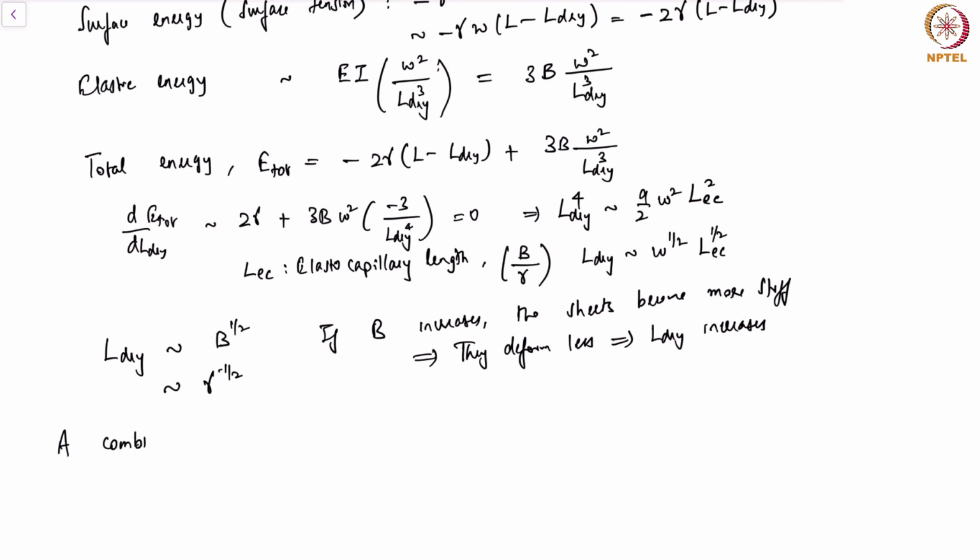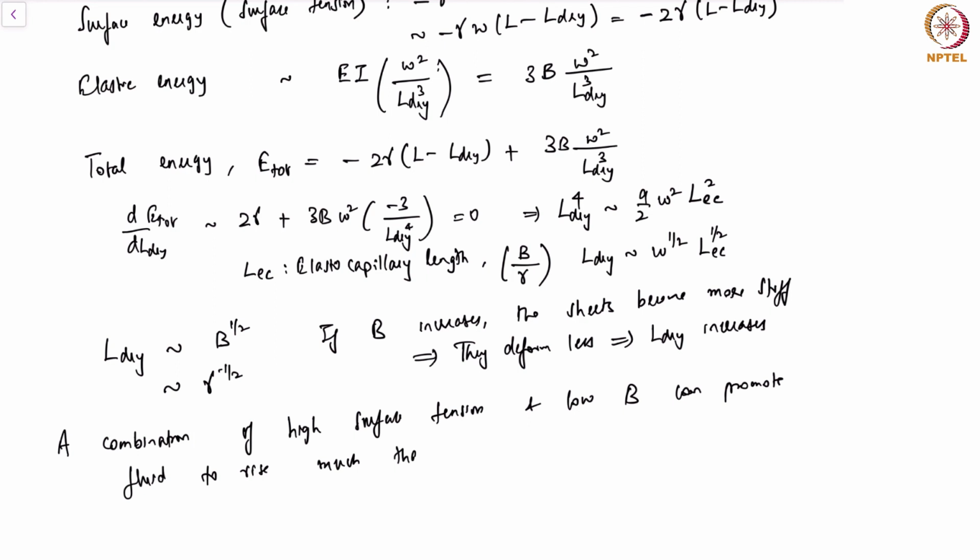So what this tells us is a combination of high surface tension and low B, that is low bending stiffness, can promote fluid to rise much further than the case of two rigid plates. In the case of two rigid plates, whatever height the fluid has risen, if you make the plates flexible, then the fluid can rise much further, because there is a cooperation between the surface tension and the bending, and this leads to the plates coming closer, and the fluid rises further and further up. Now we can actually do a neat experiment for this problem.